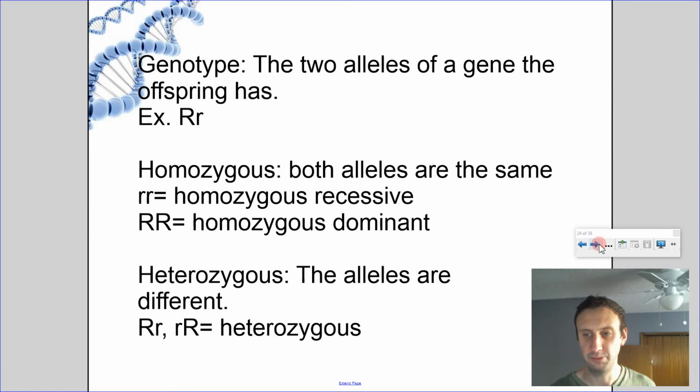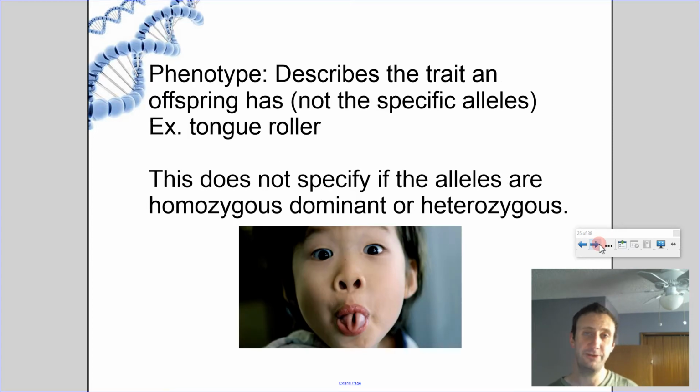So now that we know these terms, we're going to go on and talk about phenotype. So phenotype is talking about the actual trait the offspring has. So it's not talking about the alleles, but it's saying what the person is. So it's saying, hey, they're a tongue roller, or they're a non-roller, or they have widow's peak, or they have a straight hairline. That's the phenotype. Now, this does not specify if someone is homozygous dominant or heterozygous. So phenotype is about the traits, not about the alleles. Okay, so it leaves a little bit of mystery when we talk about the phenotype, which is the actual trait the offspring has.